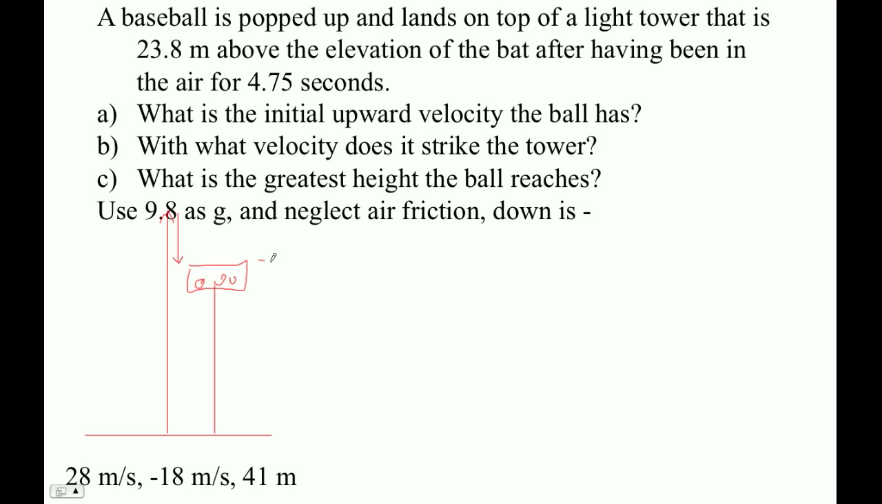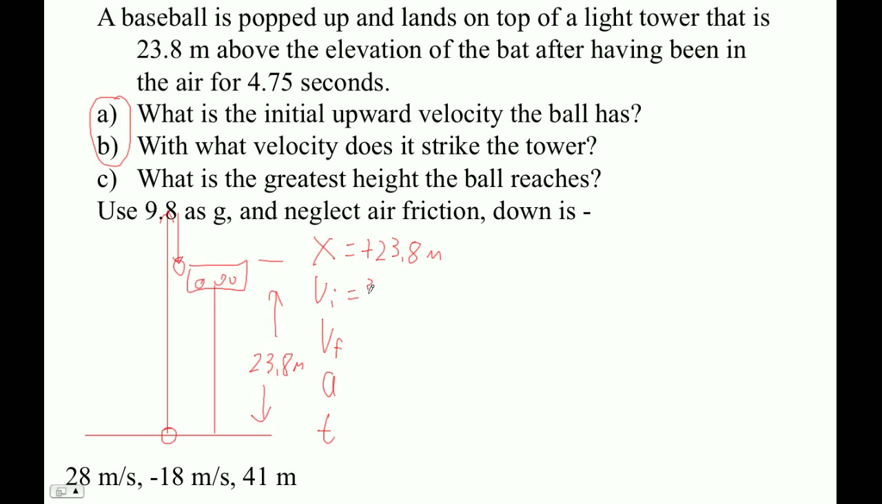And this light tower is 23.8 meters above the ground. Ta-da! And so I think we can solve A and B together. So let's do that. Let's go X, VI, VF, A and T. I think our net displacement, our net change in position from here to here is positive 23.8. Now the distance is bigger than that, but we don't deal with distance. We deal with net change in position.